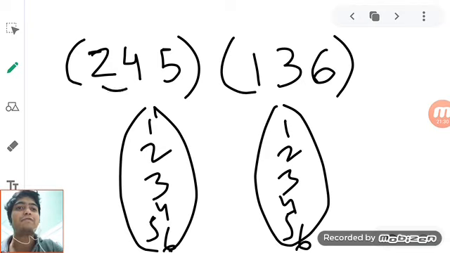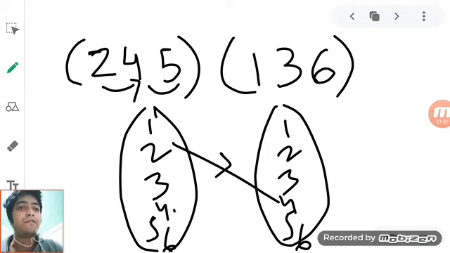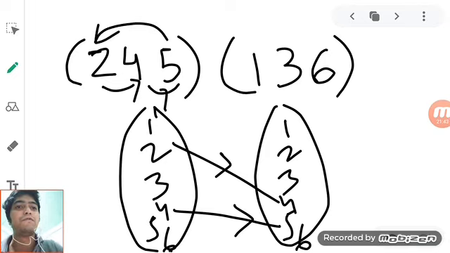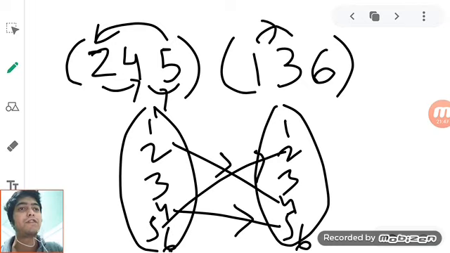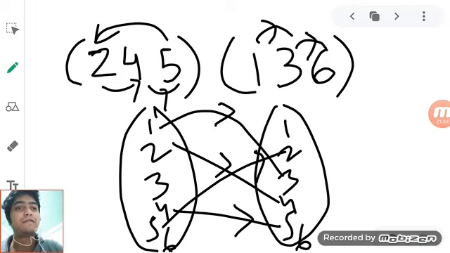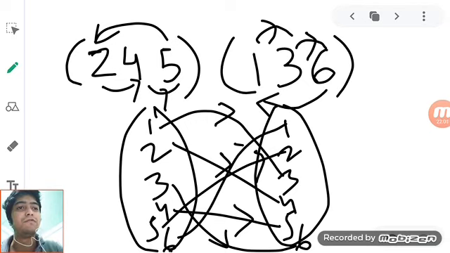So just take a look. 2 goes to 4, 4 goes to 5, and 5 goes to 2. And then we are having this one: 1 goes to 3, 3 goes to 6, and 6 goes to 1. Okay, so this is how we can convert.